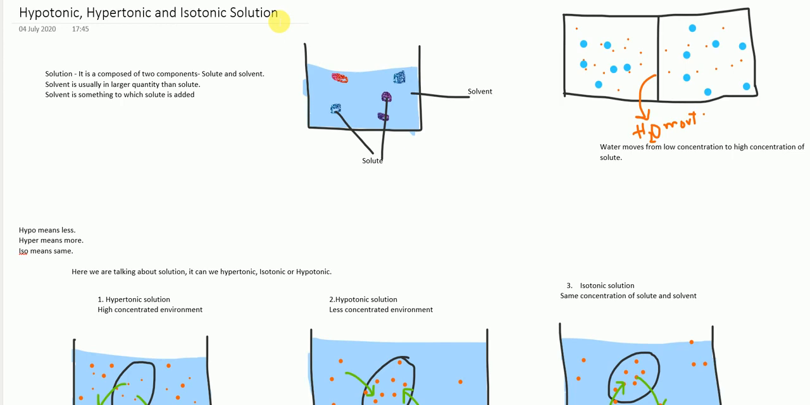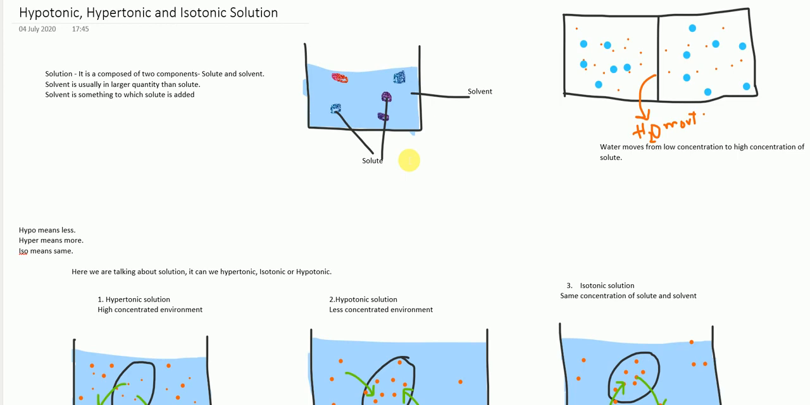Like, what is a solution? A solution is composed of solute and solvent. To a solvent, we add solute and get a solution. For example, if you want to make a sugar solution, we add sugar to water. Your water is the solvent and sugar is the solute. Now let's discuss and understand how water moves across the cell.